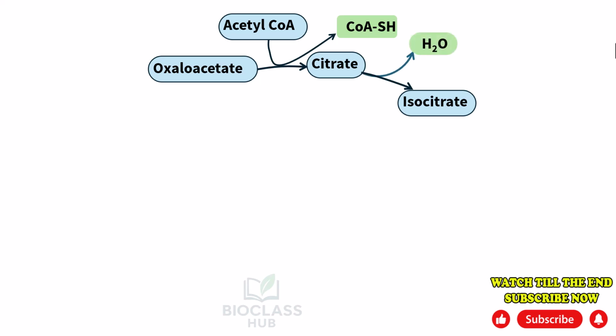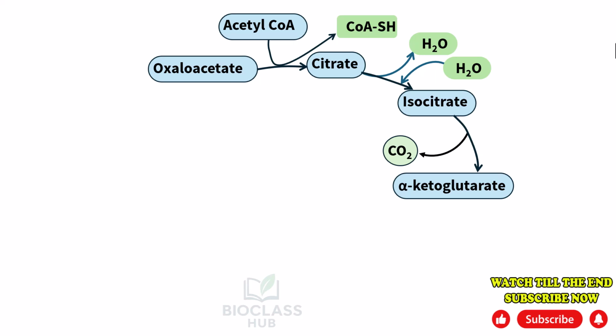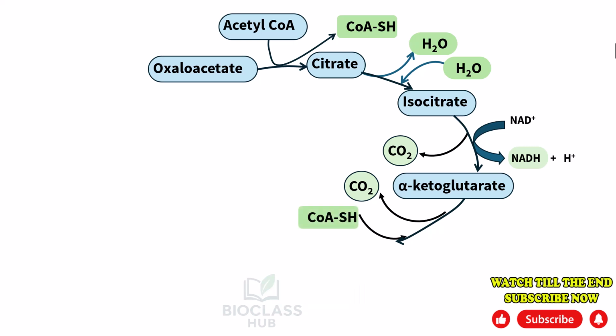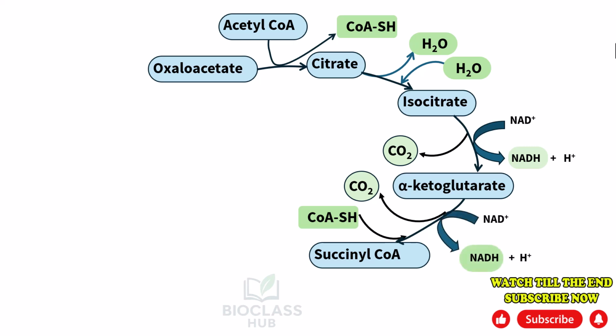This involves the loss of a water molecule and the addition of the lost water molecule to cause the rearrangement of atoms. Oxidation and decarboxylation. Isocitrate is oxidized, releasing carbon dioxide and forming alpha-ketoglutarate. During this step, oxidized NAD is reduced to NADH. Second oxidation and decarboxylation. Alpha-ketoglutarate is further oxidized, releasing another carbon dioxide, followed by the addition of a coenzyme group forming succinyl-CoA. Again, oxidized NAD is reduced to NADH.